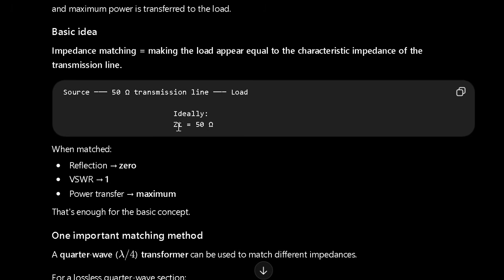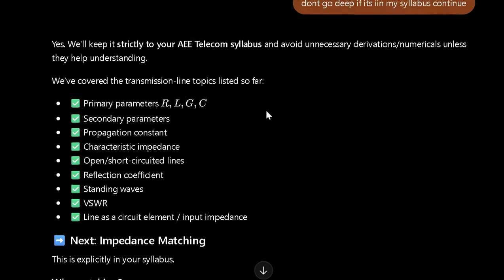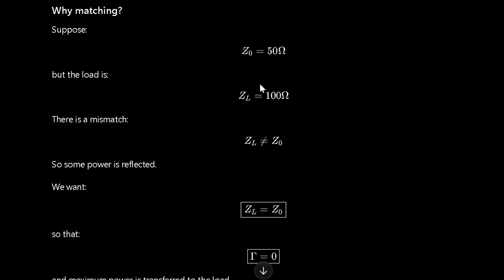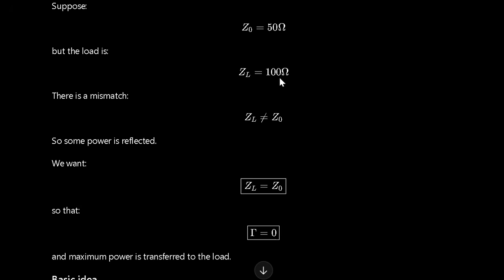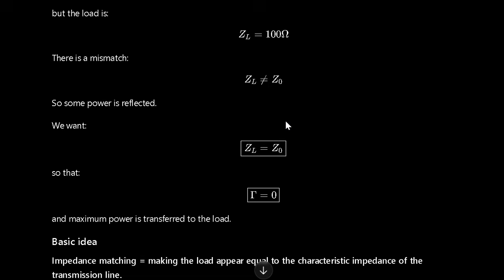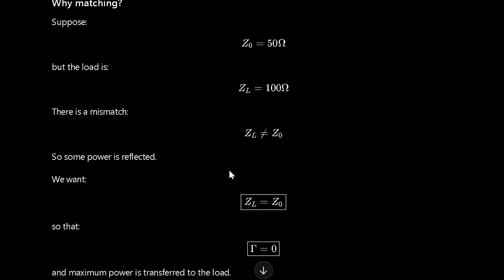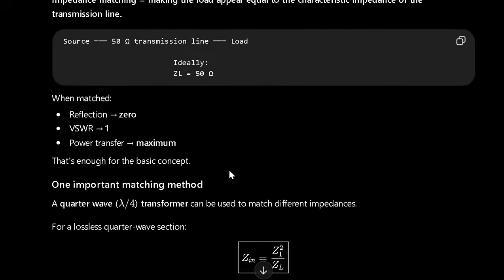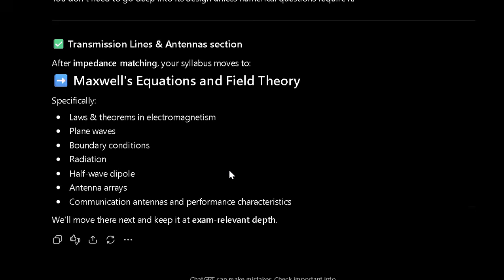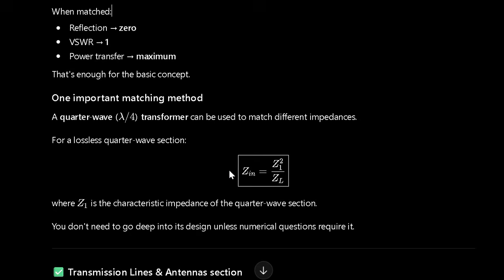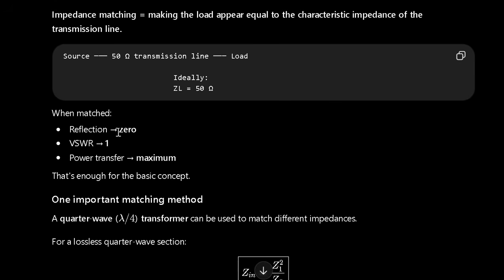Then ideally the load impedance will come to 50, because at the end we need a 100 impedance load. Then the reflection becomes matched, reflection is 0. VSWR equals 1. Power transfer is maximum. That's enough for the basic concept.